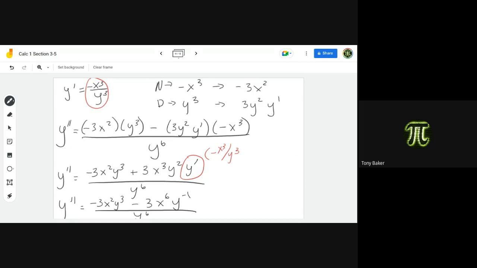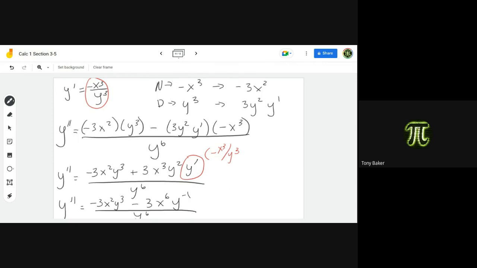So the only real difference when you're doing the second derivative of an implicit differentiation is you're going to end up with a first derivative still. Because when you take the derivative of y again, that's going to show up again. So you have to replace that with what the y prime would be in there.